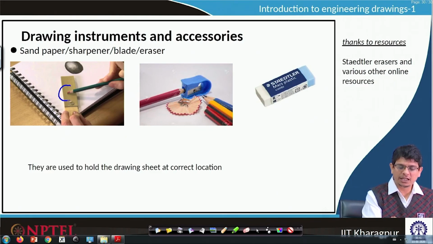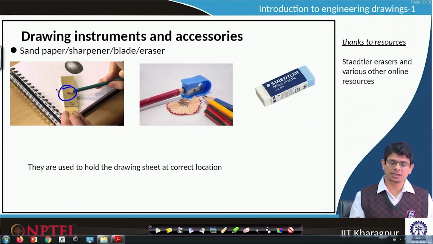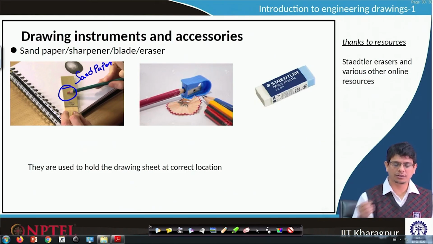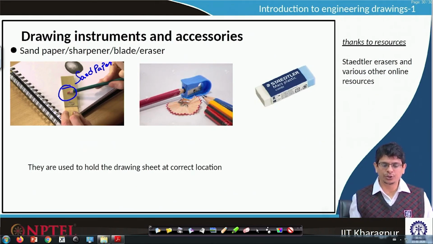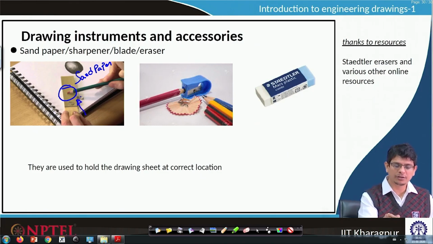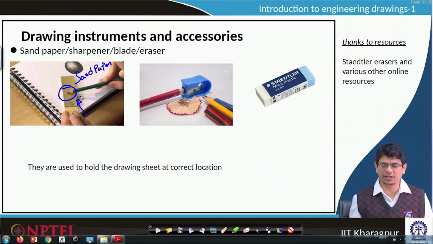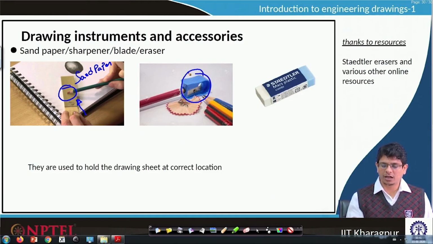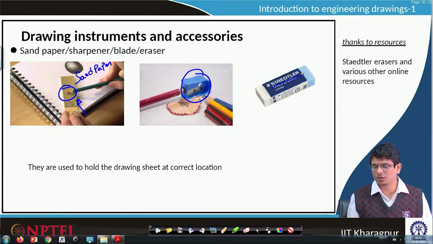To sharpen the pencil, sometimes we require sandpaper, and also to make it a bit wider, we usually rub the pencil on this sandpaper to make lines. To have very sharp corners, we use this sharpener, and the recommended eraser is Staedtler, which always gives a very smooth erase.